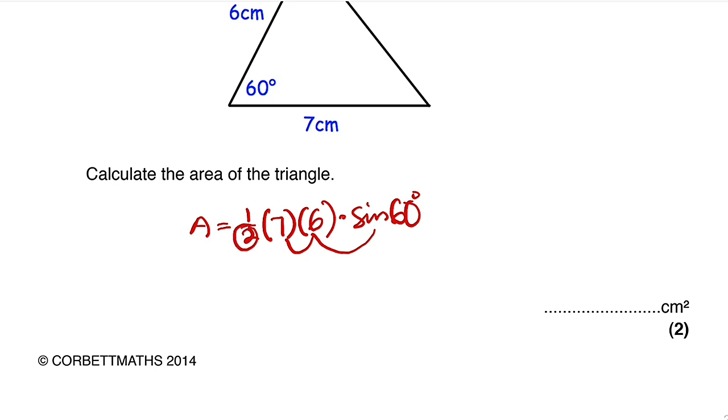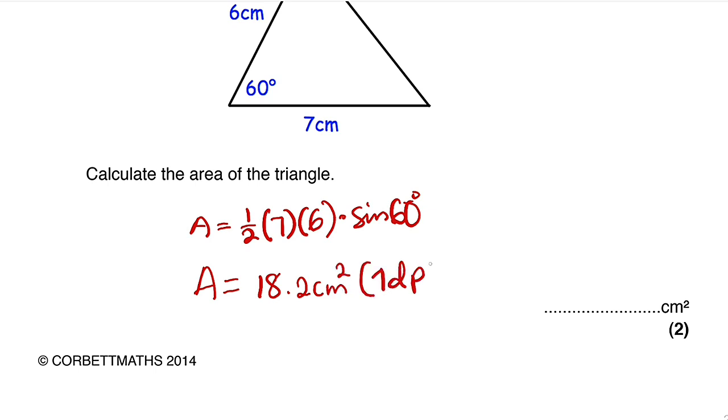Whatever you get, you divide by 2. Because we have so many questions here, this is why I don't want to show you all the steps. Just multiply these 3 together and divide by 2. And this is approximately equal to 18.2 centimeter squared in 1 decimal place.